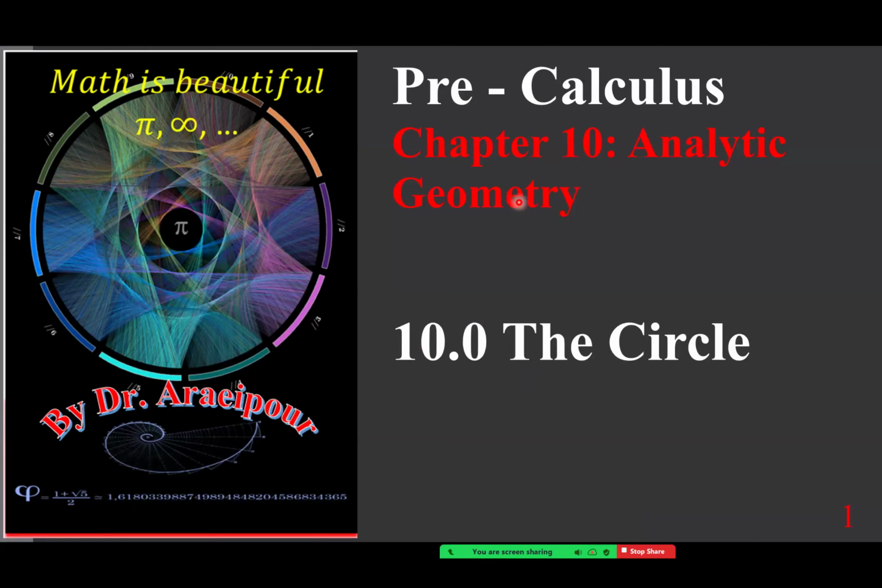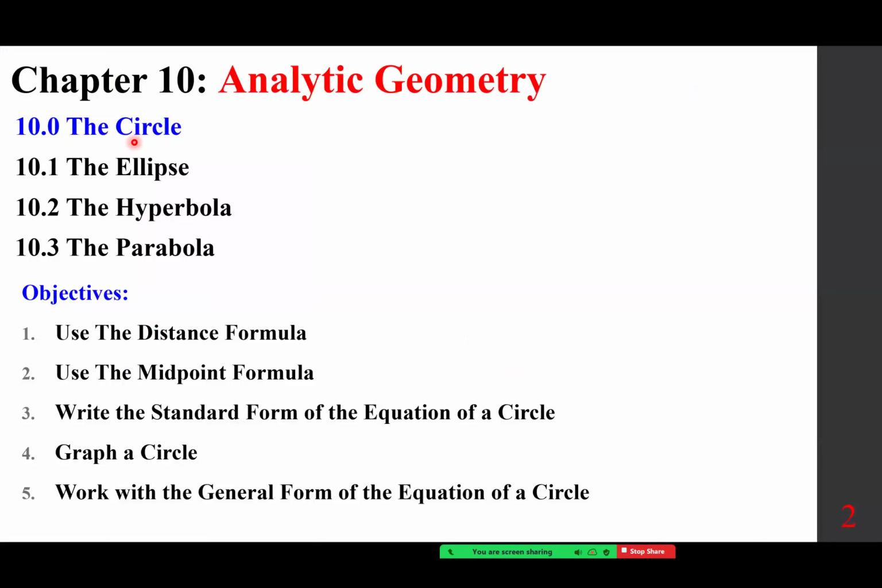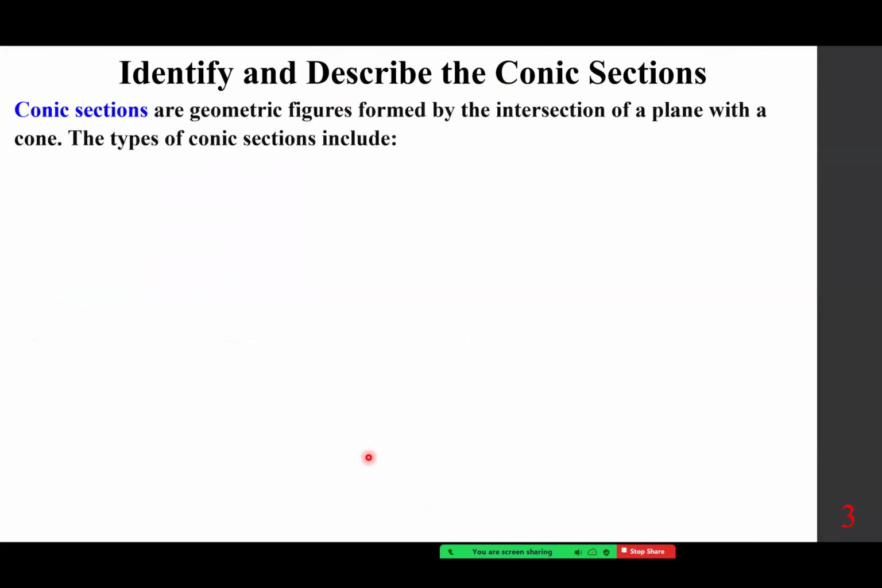Good afternoon, class. This is a section of analytic geometry, section 10.0, about the circle. So the objectives are to use the distance formula, the midpoint formula, write the standard form of the equation of a circle, graph a circle, work with a general form of the equation of a circle. Identify and describe the conic sections.